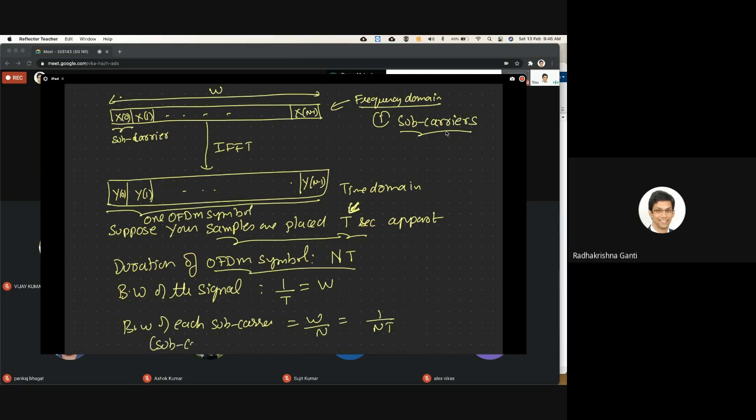This is very important. It's also called SCS. If you look at the specification, it's called SCS, subcarrier spacing. I'm going to denote this as delta F. Essentially, subcarrier spacing is nothing but the bandwidth allocated to each subcarrier. Is that clear?